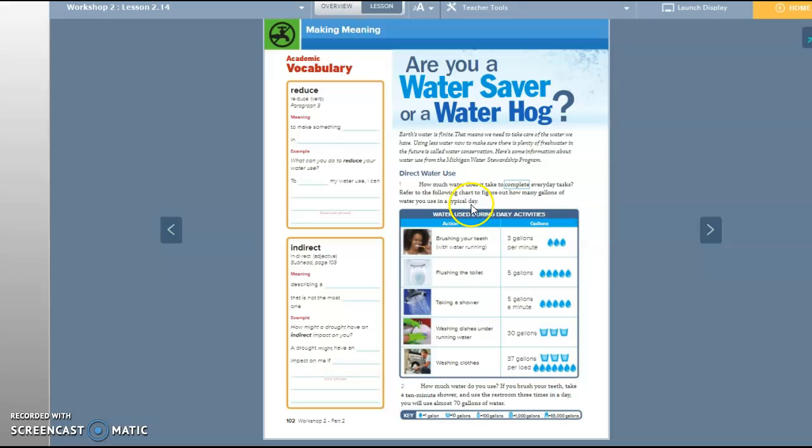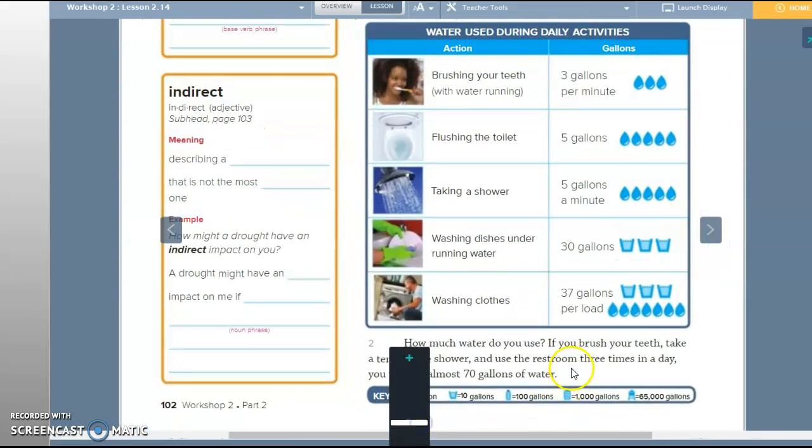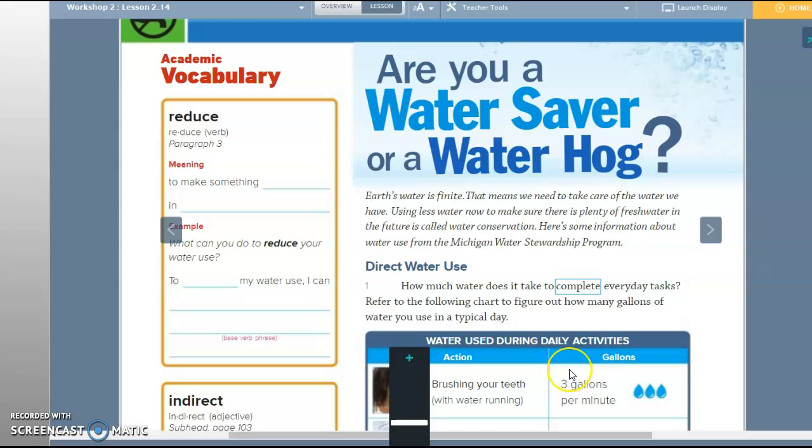Let's go ahead. We're going to make this the main screen. So we are looking at some vocab. To reduce something. If you were going to reduce the amount of assignments that you're behind, that means you would do the assignments and get them turned in, right? So if you have a large number and you make it smaller, that is reducing. To make something smaller in size, in number, something like that.